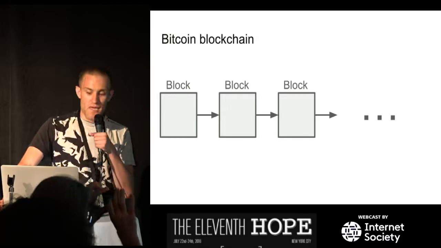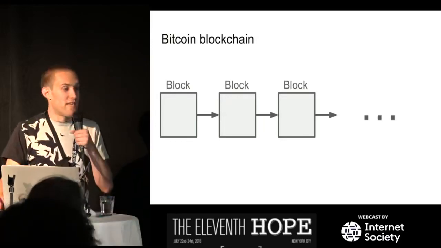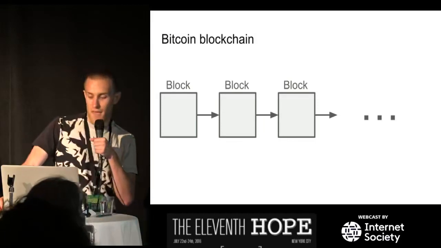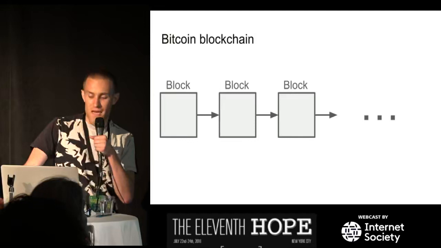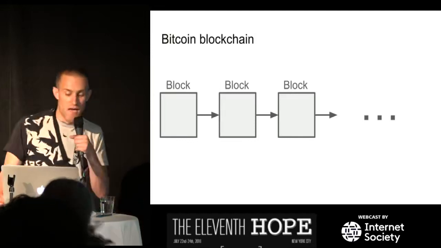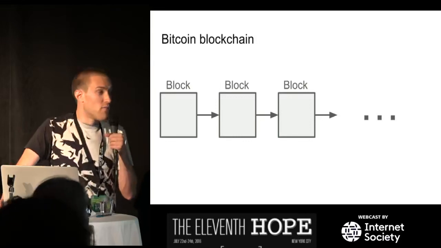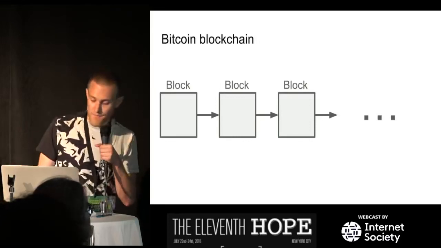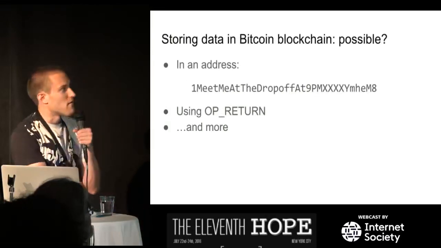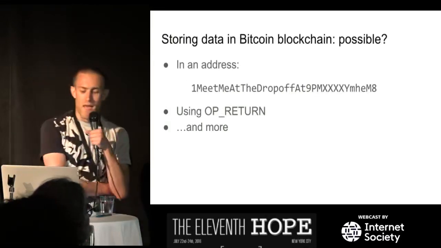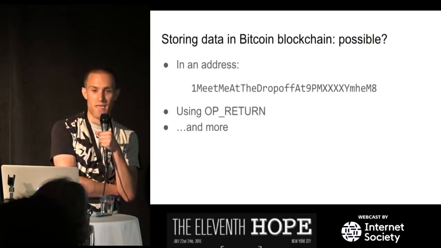So each block in the Bitcoin blockchain has a bunch of financial transactions inside of it. And the way it kind of works is anybody can submit a transaction to the network, and Bitcoin miners can append new blocks to the blockchain. And there's a new block about every 10 minutes. So one question about the Bitcoin blockchain is, is it possible to store non-financial data inside the blockchain?